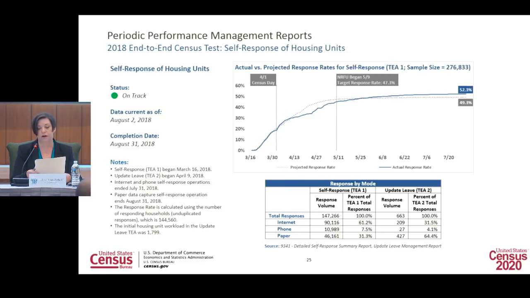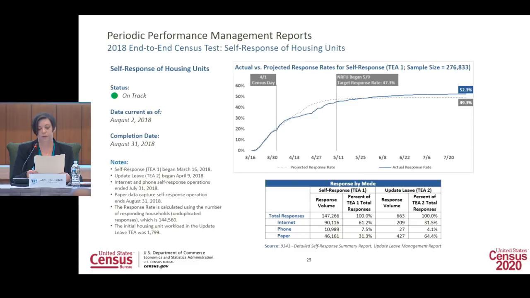At this point in the test, we are outperforming expectations with a response rate of 52.3% compared to our projection of 49.3%. We're very pleased about that. In the table below the graph, you can see the response by mode for both the self-response area and the update leave area, TEA2. I'll talk more about TEA1 in a minute, so for now we'll just look at update leave. Update leave began April 9th.